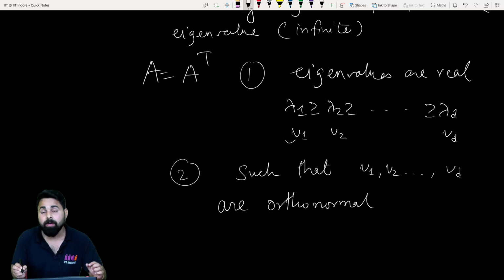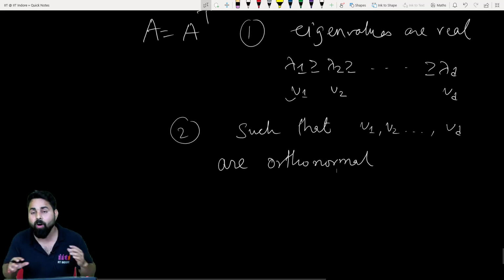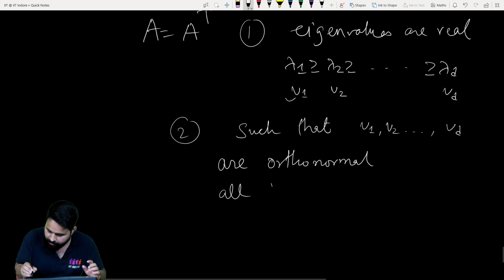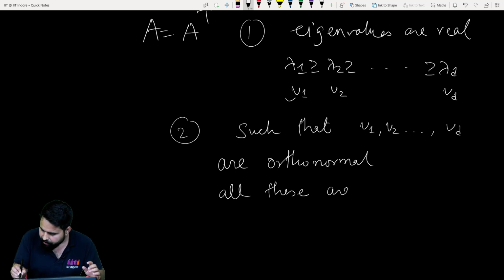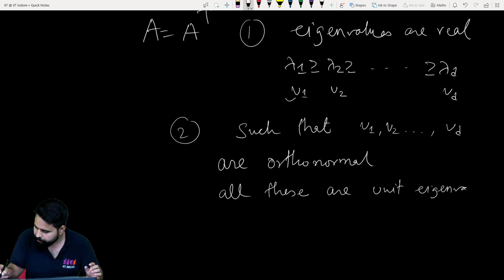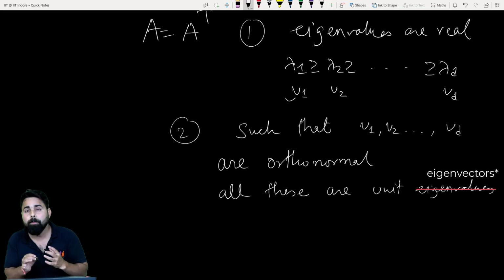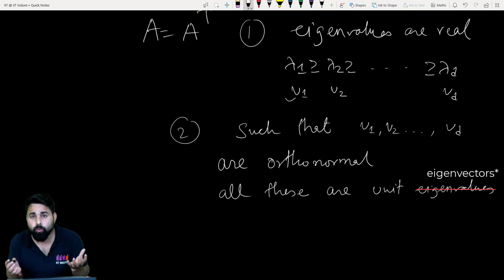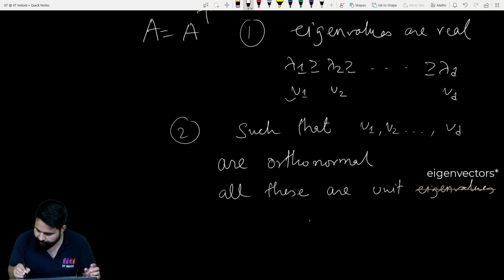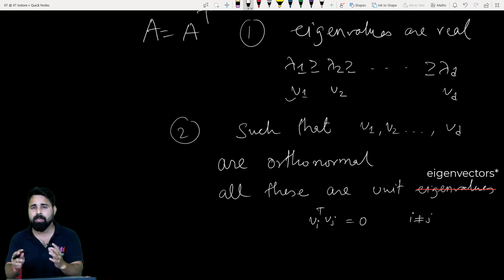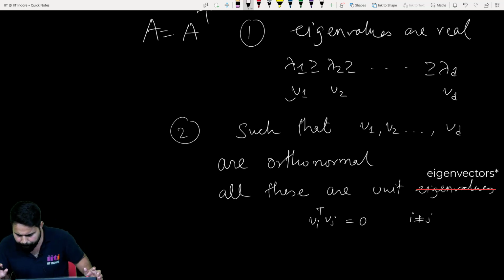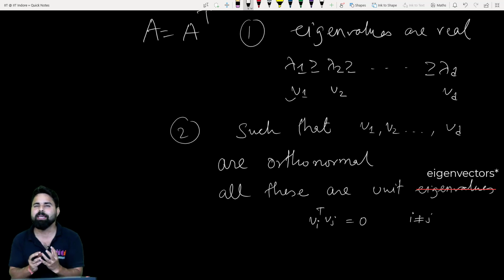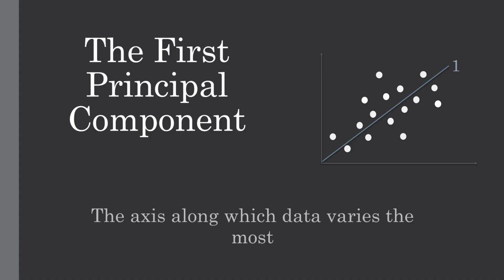Orthonormal. The meaning of orthonormal is this: first of all, these are unit eigenvectors. And second, if you take the dot product between any two different eigenvectors, their dot product is 0. So basically Vi transpose Vj is equal to 0 for i not equal to j. Very simple fact. This comes from basic linear algebra, and now we will make beautiful use of it.